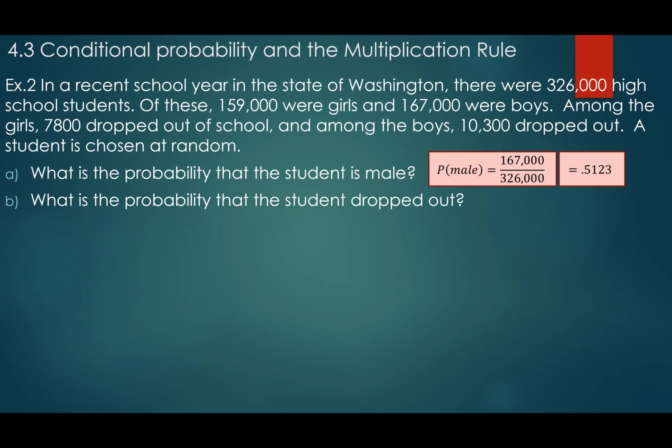And again, what is the probability of the student that drops out? Remember, if they drop out, you have to take the female dropout and the male dropout.